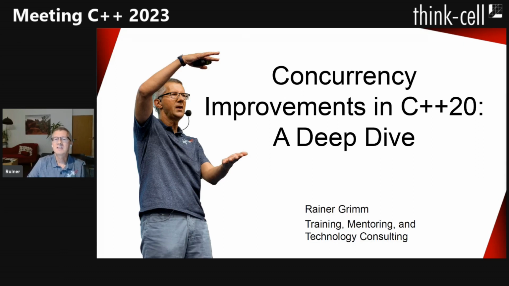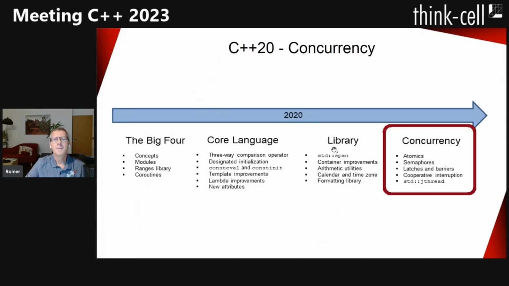Today I talk about C++20, but not about all what we have in C++20, only the concurrency stuff. And I do a deep dive. What do I mean here? The following. Only the red part here. Therefore, I will not talk about the big four, about core language and library improvements. I talk essentially about atomics, semaphores, latches and barriers, cooperative interruption, and finally about std::jthread.